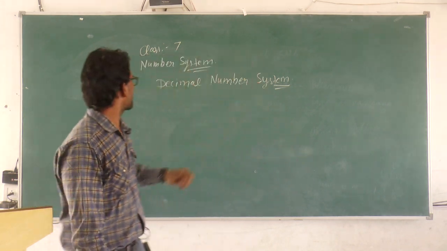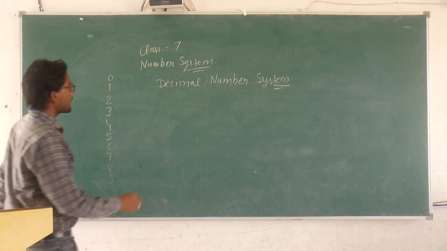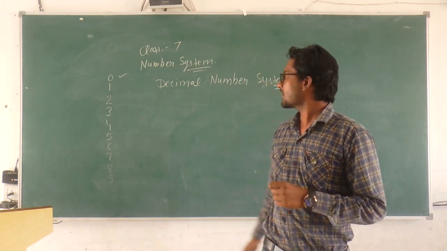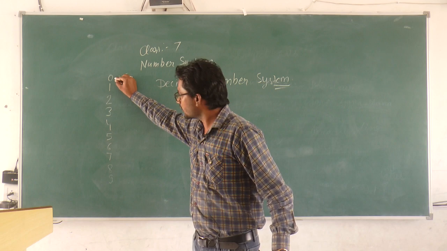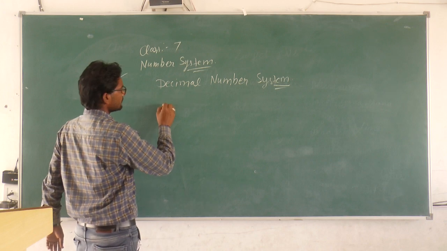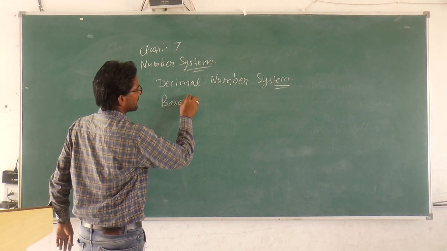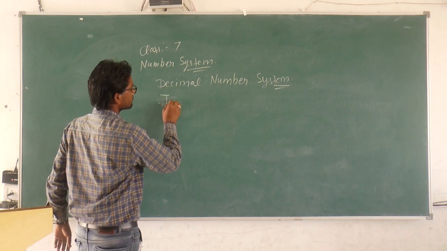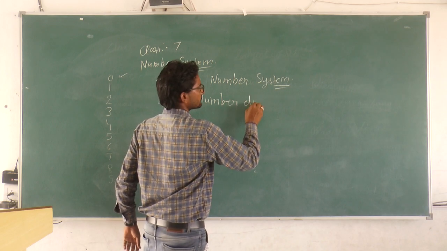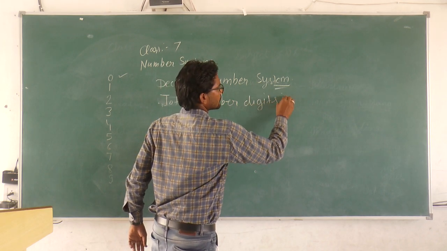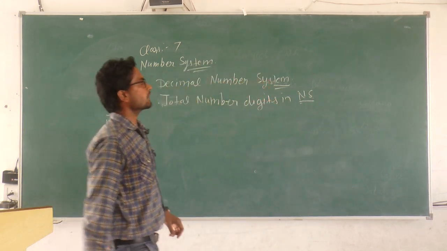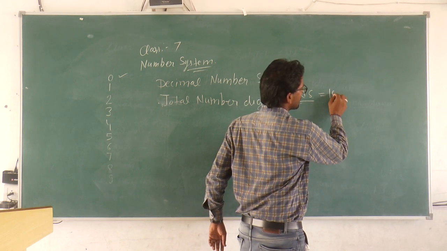Why do we call it the decimal number system? According to the computer, how many digits are there in this decimal number system? 10 digits are there, 0 to 9. That is the total number of digits in a number system. Here NS stands for number system. In this decimal number system, it is 10.